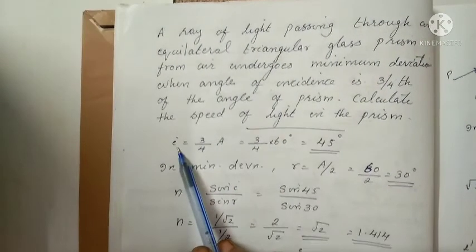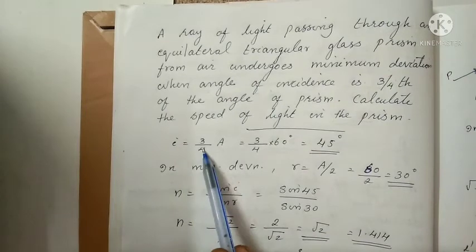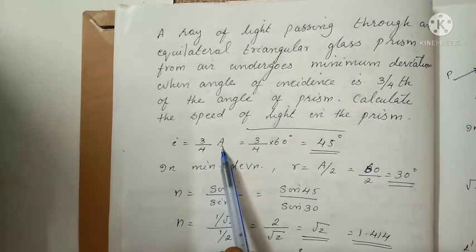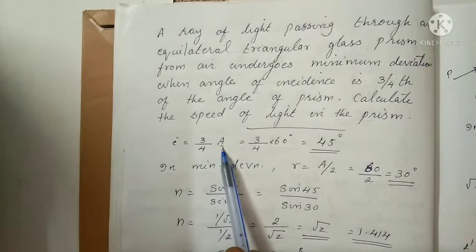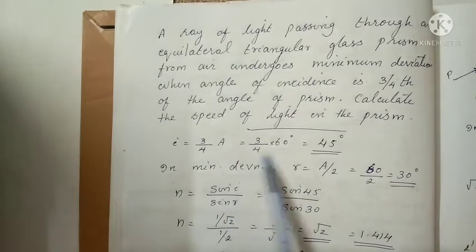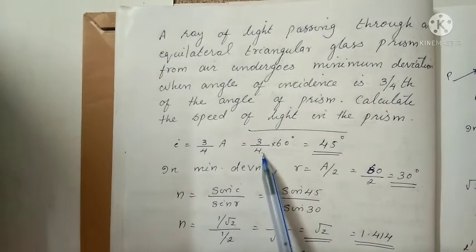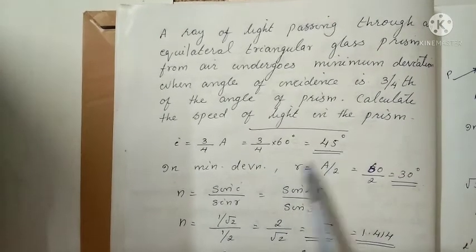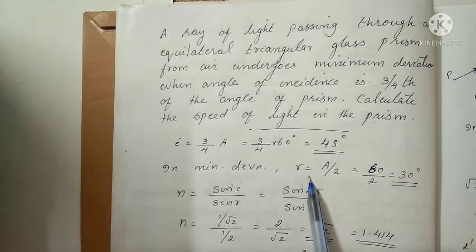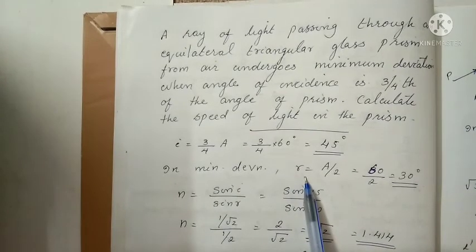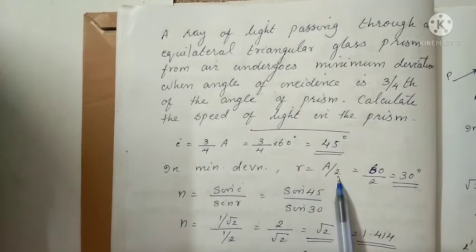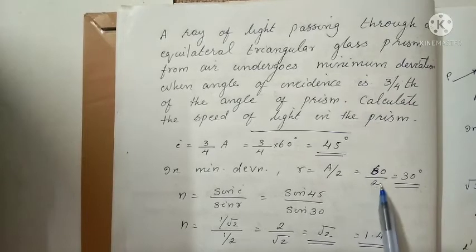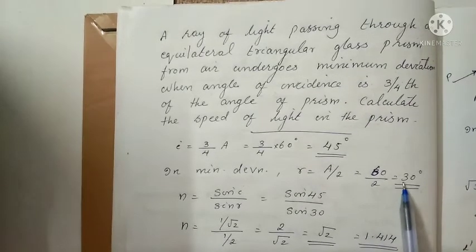So we can write angle of incidence i equal to 3 by 4th of the angle of the prism A. So for the equilateral prism, angle of the prism equal to 60 degree. So we can write 3 by 4 into 60, that is equal to 45 degree. In minimum deviation, you know the equation angle of refraction r equal to A by 2, that is equal to 60 by 2 equal to 30 degree.